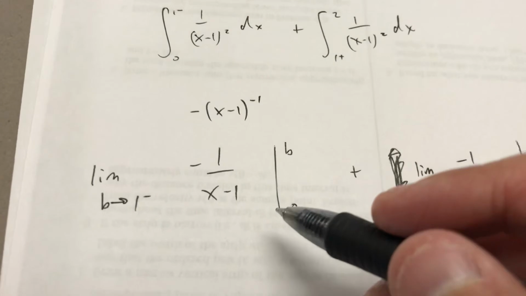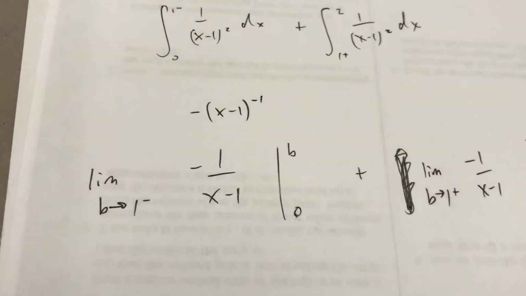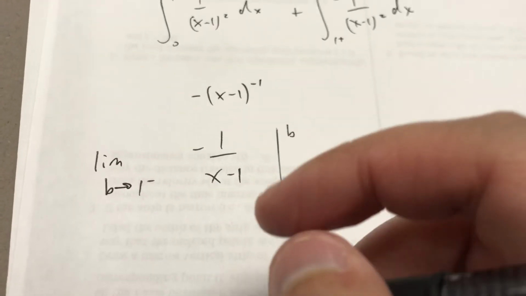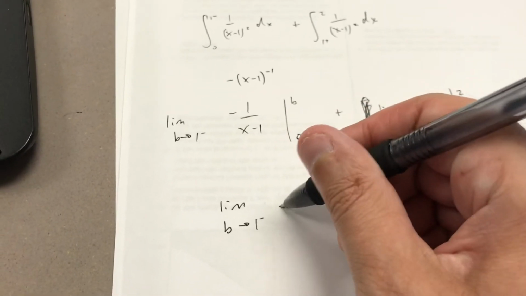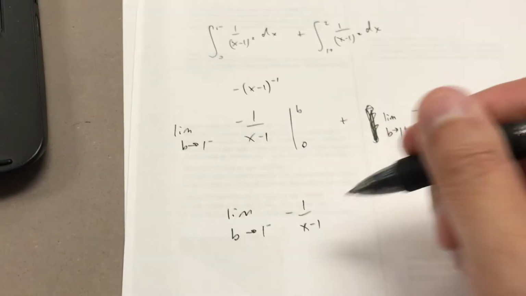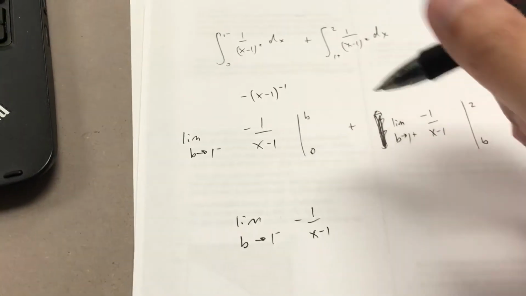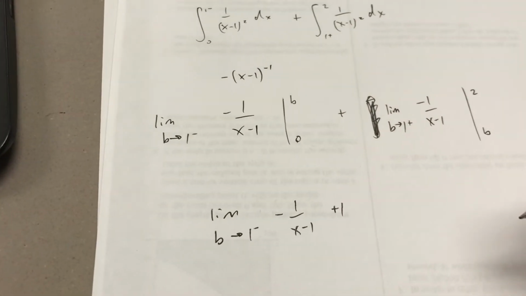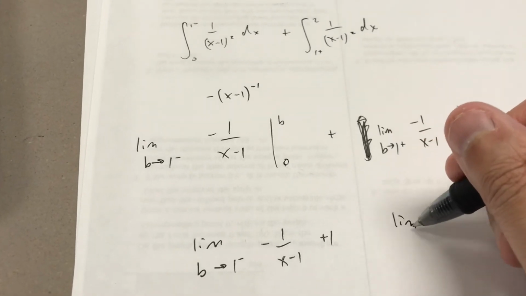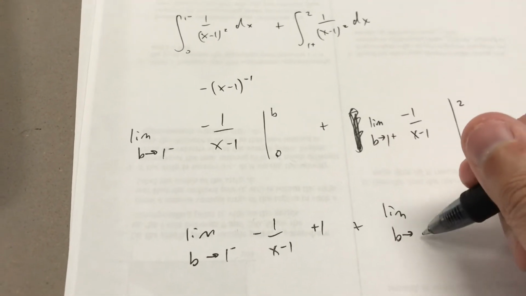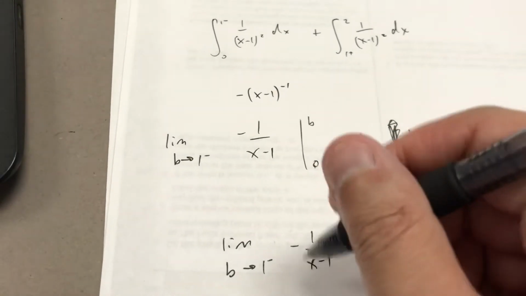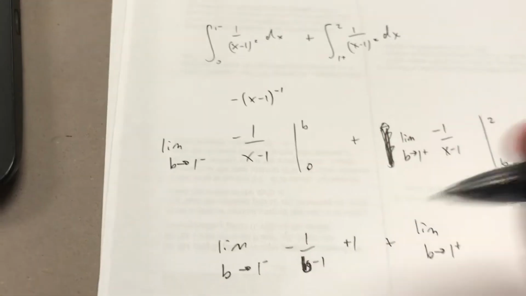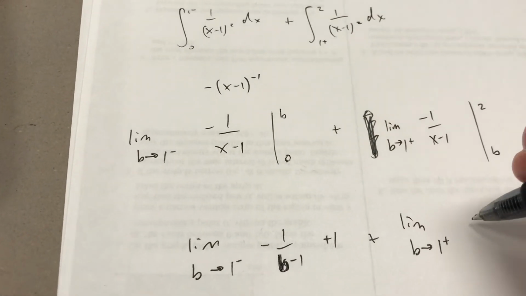So anyway, long story short, if you start substituting things in here, you're going to end up getting the limit as b approaches 1 from the left of negative 1 over x minus 1. Now, if you put 0 in here, you're going to get just a plus 1. And then over here, same kind of thing. You've got the limit as b approaches 1 from the right.